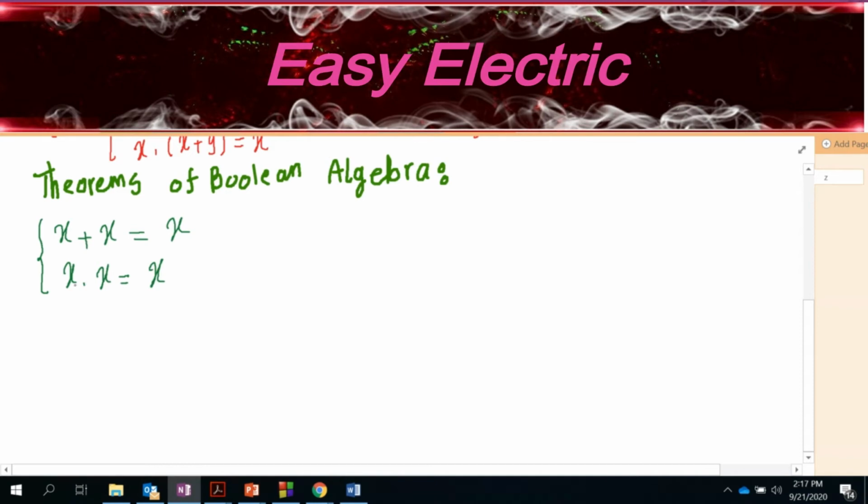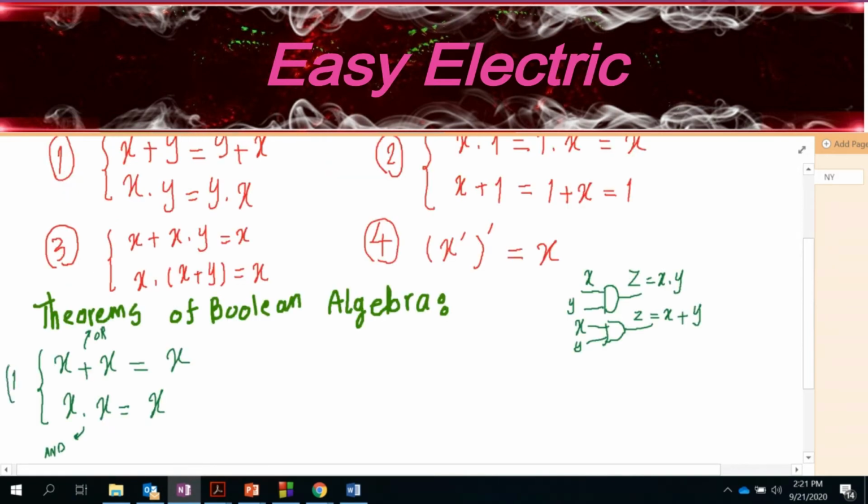The same thing for and. If you say 1 and 1, again it is 1. If x is 0, if you say 0 and 0, again it is equal to 0, okay? Somehow it's obvious. So this is theorem number 1. Let's go to number 2. So in 2, you have this.